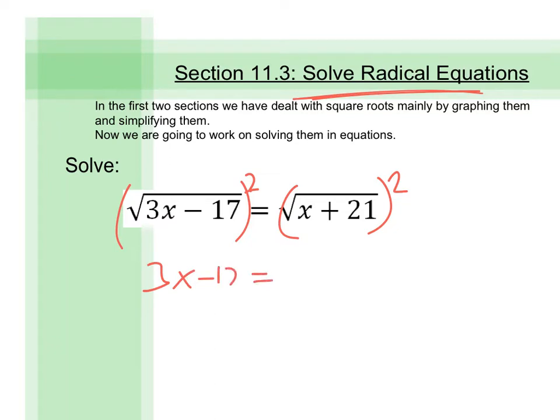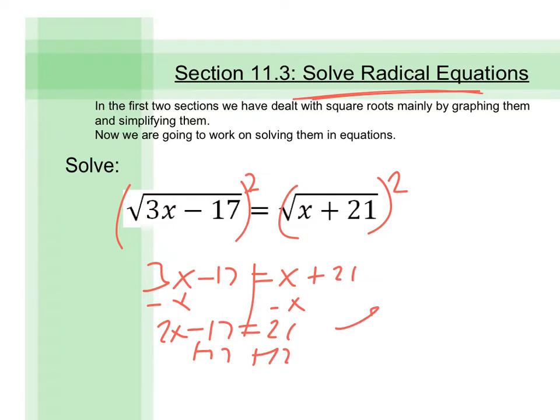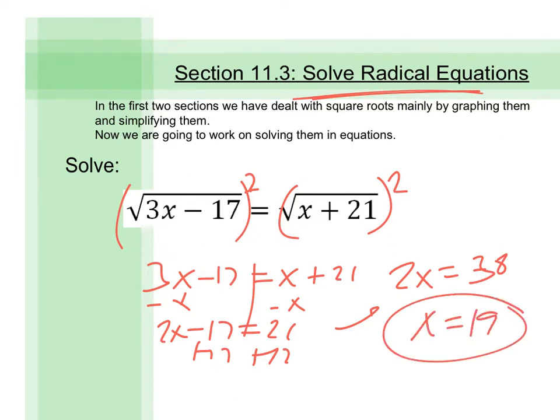3x minus 17 equals x plus 21. Now I can subtract x from both sides and get 2x minus 17 equals 21, and add 17 to both sides, and I'll just bring it over here so I have a little more space. 2x equals, I think I had 38 there. Divide both sides by 2, I'm getting x equals 19.